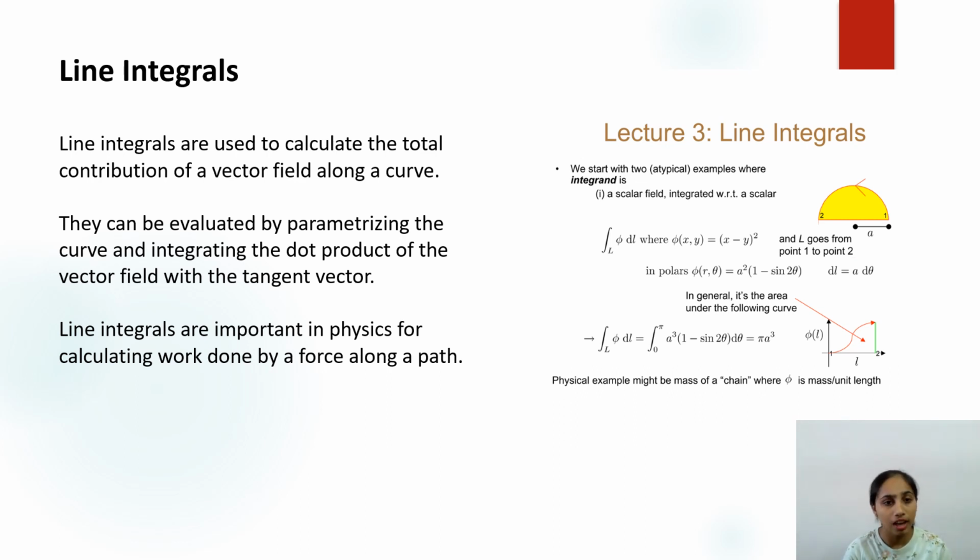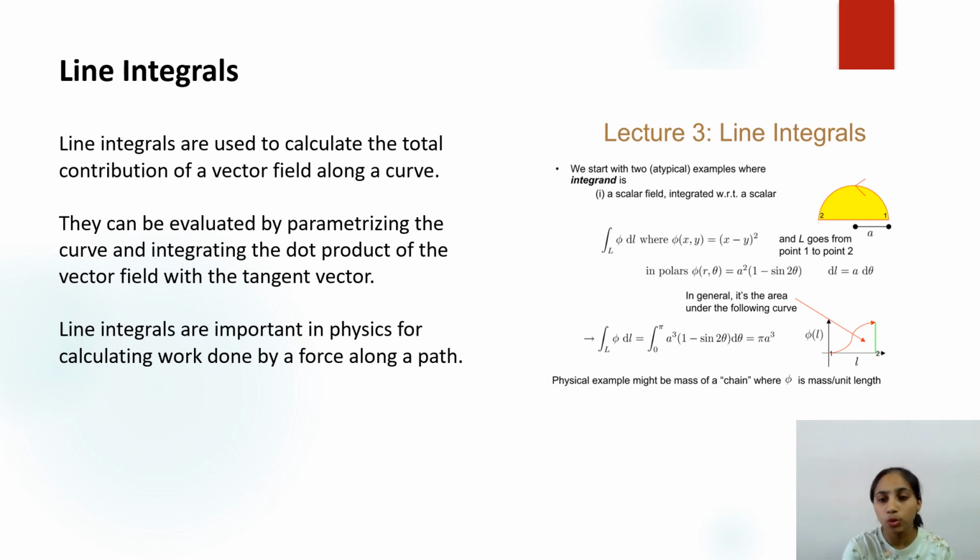Line integrals are used to calculate the total contribution of a vector field along a curve. They can be evaluated by parameterizing the curve and integrating the dot product of the vector field with a tangent vector. Line integrals are important in physics for calculating the work done by a force along the path. In this diagram we can see the line integrals, how they work, and the formulas behind them.